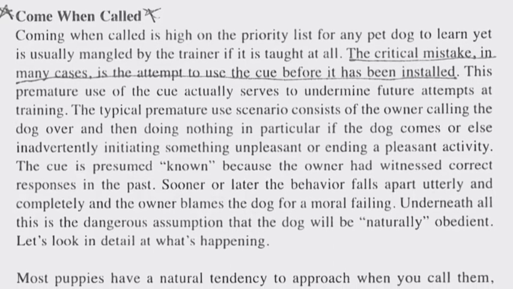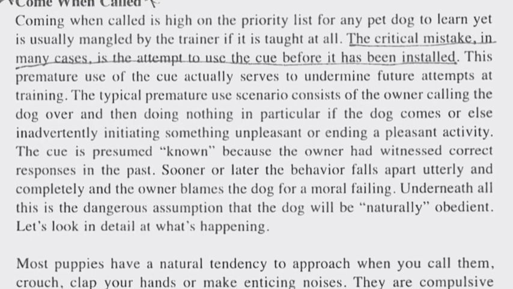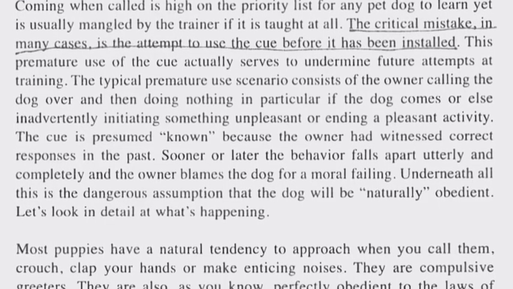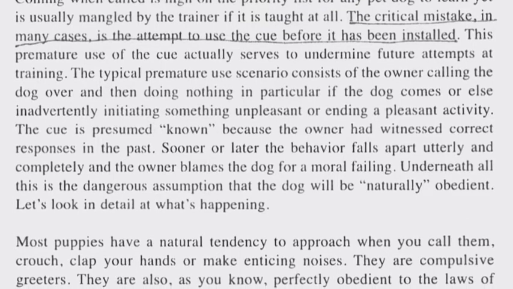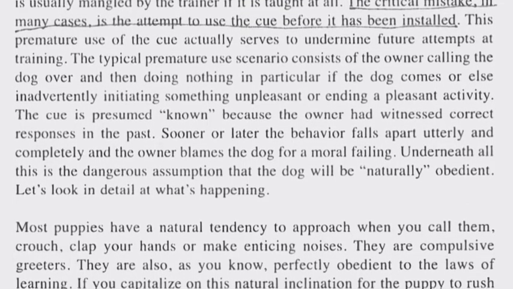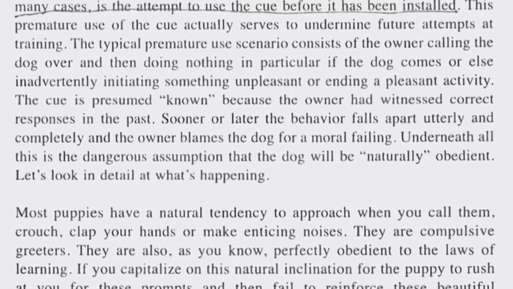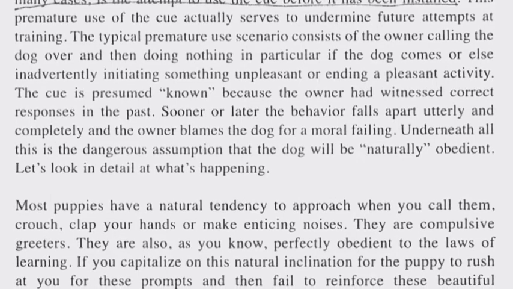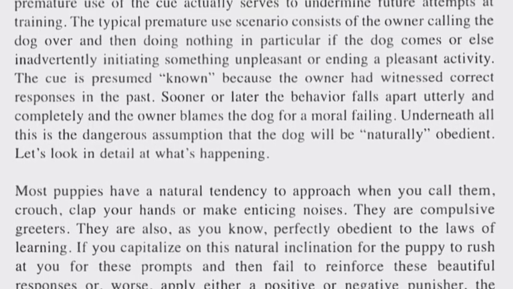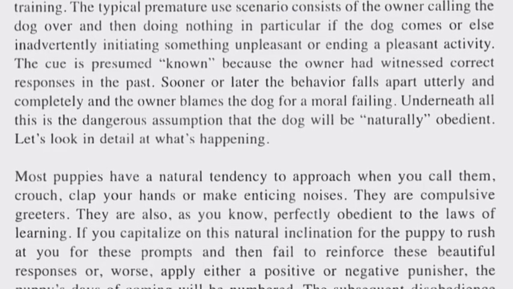The typical premature use scenario consists of the owner calling the dog over and then doing nothing in particular if the dog comes, or else inadvertently initiating something unpleasant or ending a pleasant activity. The cue is presumed known because the owner has witnessed correct responses in the past. Sooner or later, the behavior falls apart utterly and completely, and the owner blames the dog for a moral failing. Underneath all this is the dangerous assumption that the dog will be naturally obedient. Let's look in detail at what's happening.